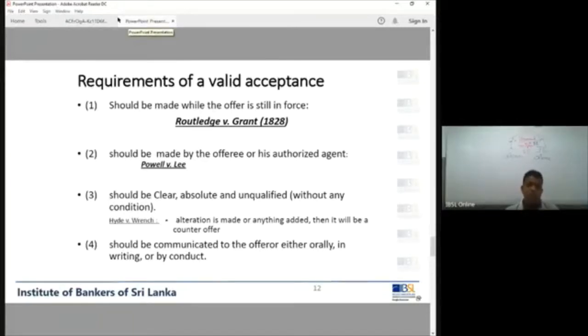Right. Second point: the acceptance should be made by the offeree or his authorized agent. Now, if I explain this, we say A is the offeror. He makes an offer to B, so B is the offeree.